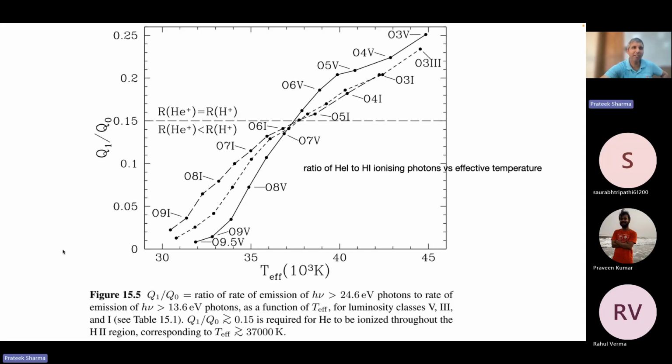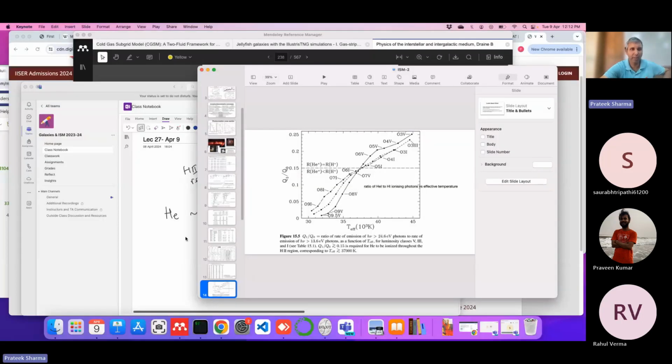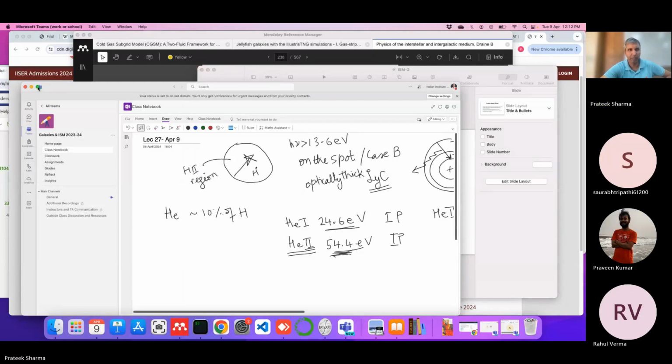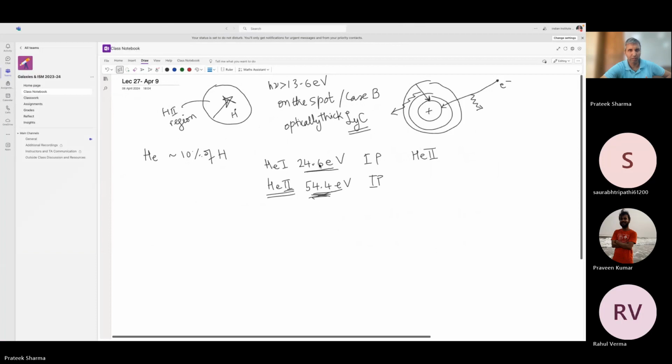This is the same data plotted as a figure rather than in the table. So this is Q1 by Q0 versus effective temperature. Okay, so this will come back here.